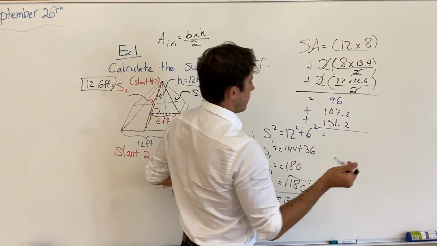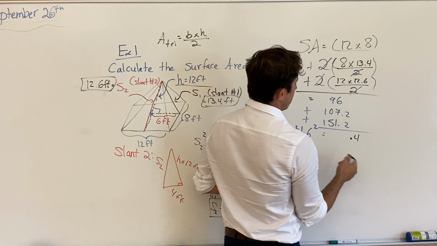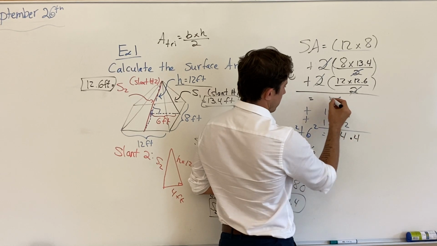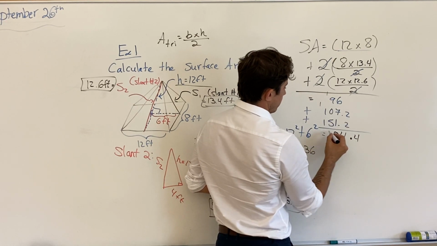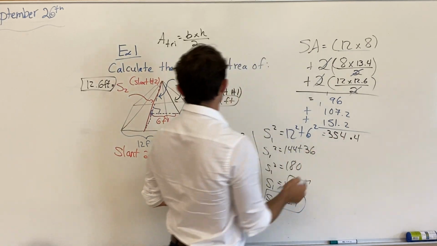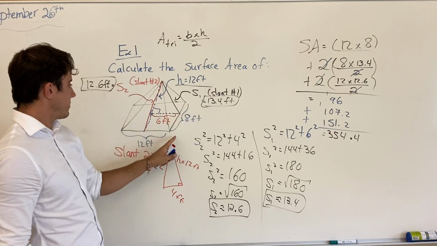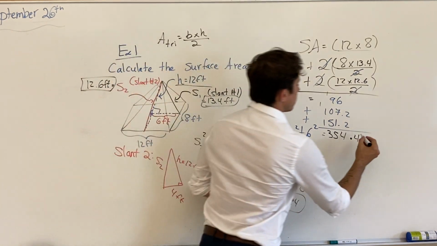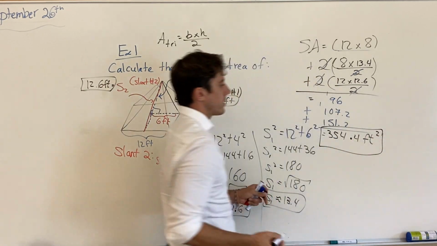And so we'll have 96 plus 107.2 plus 151.2, so we have 354.4, and all of our dimensions were expressed in units of feet. We have surface area, which is 2-dimensional, and so we know that our units are square feet. And there we have it.